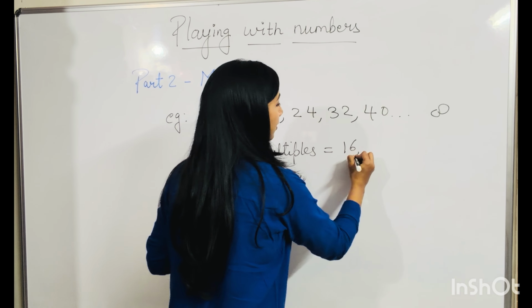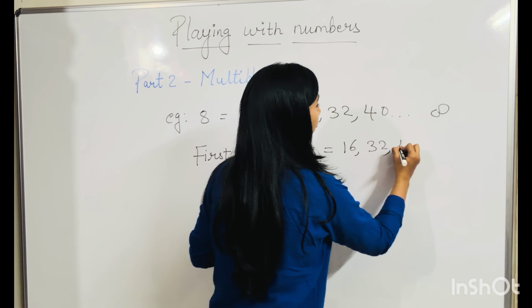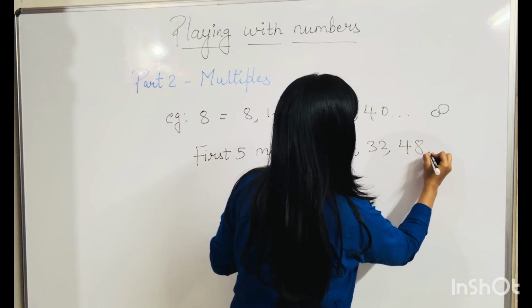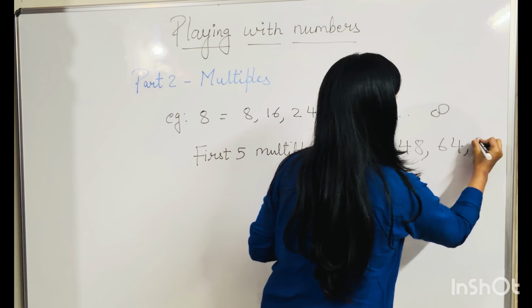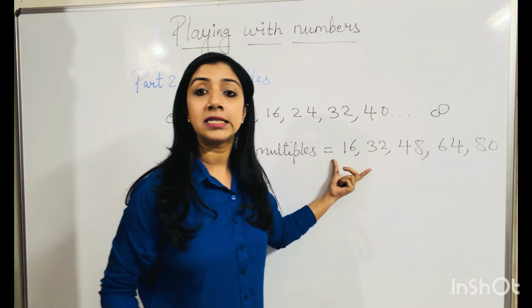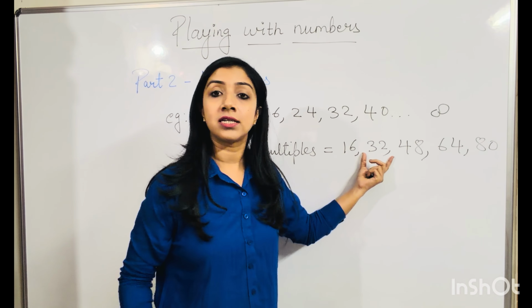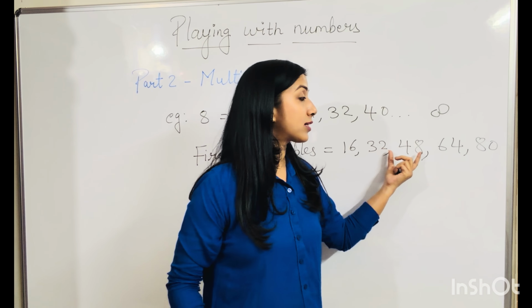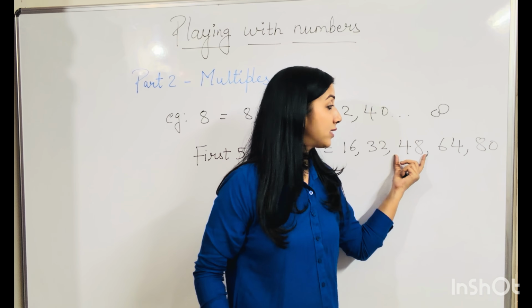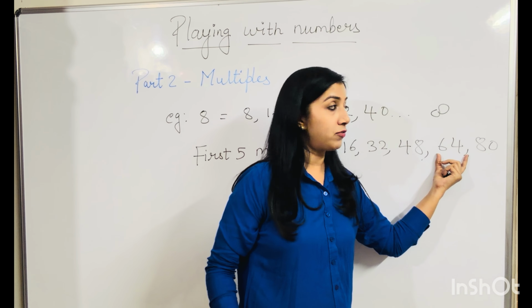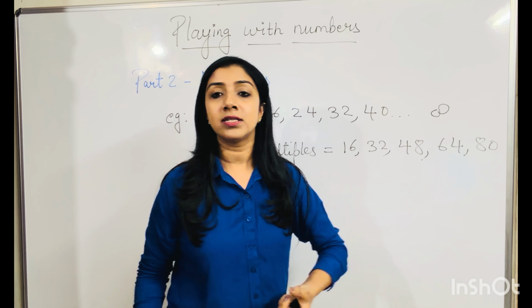So 16, 32, 48, 64, and 80. Why? Because 16 times 1 is 16, 16 times 2 is 32, 16 times 3 is 48, 16 times 4 is 64, and 16 times 5 is 80.